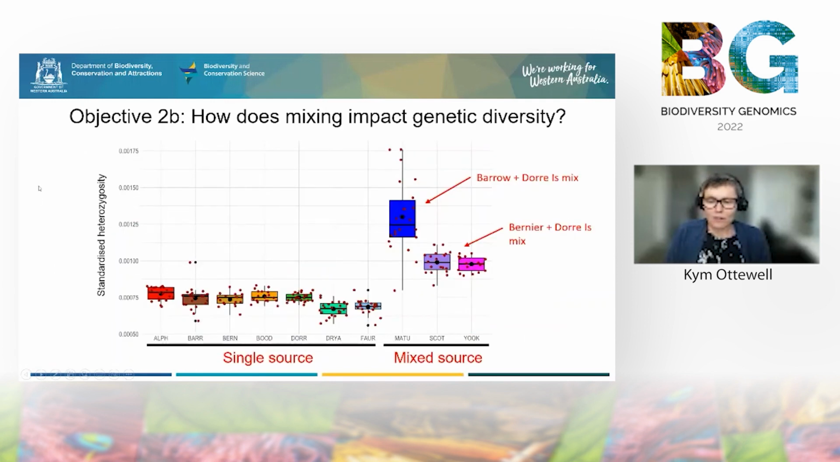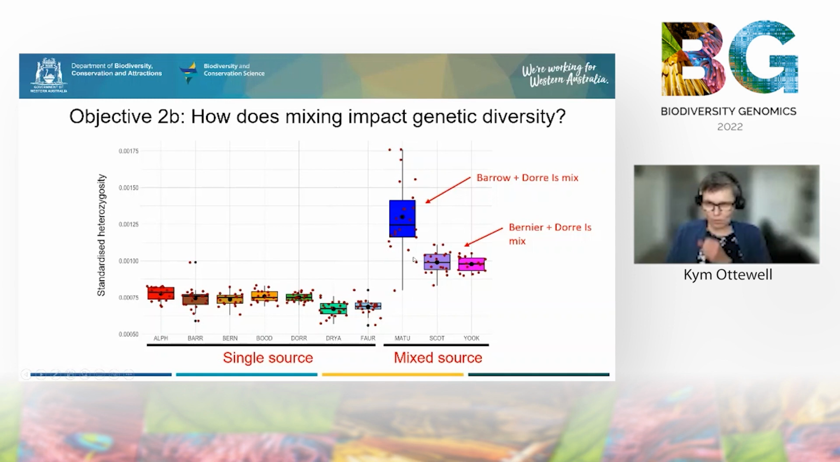Here are our standardized heterozygosity results that look at the impact of mixing on genetic diversity. So quite clearly, first of all, you can see that the remnant island populations and using single source translocations has just minimal genetic diversity and very similar genetic diversity across all of those populations.